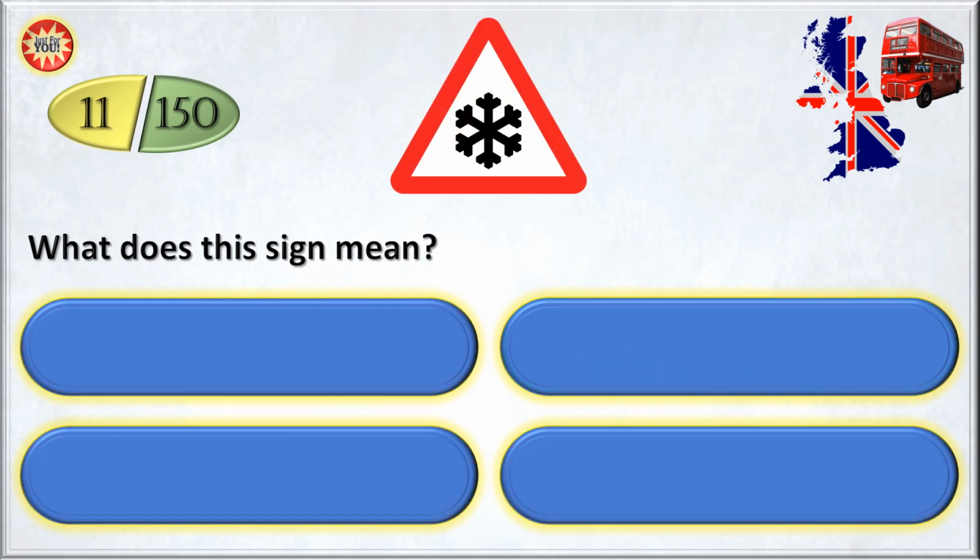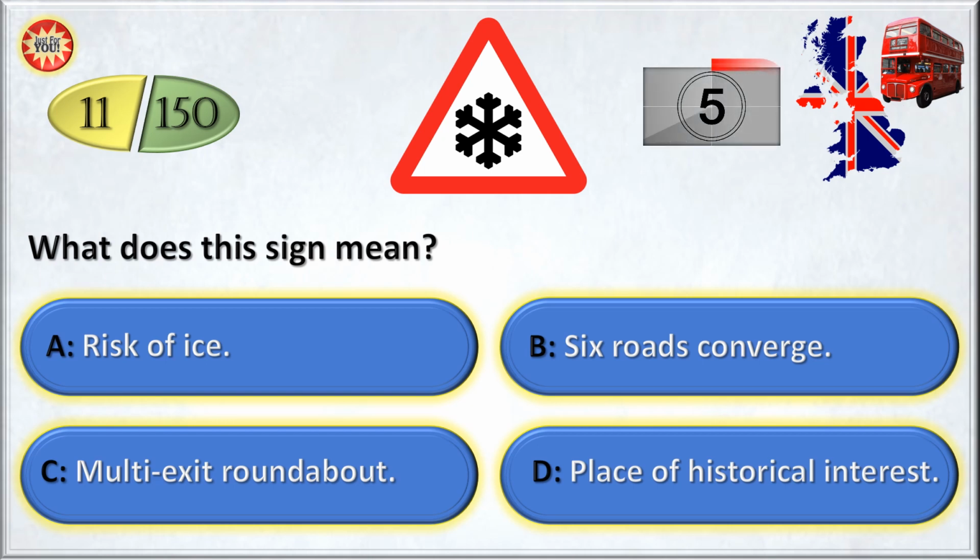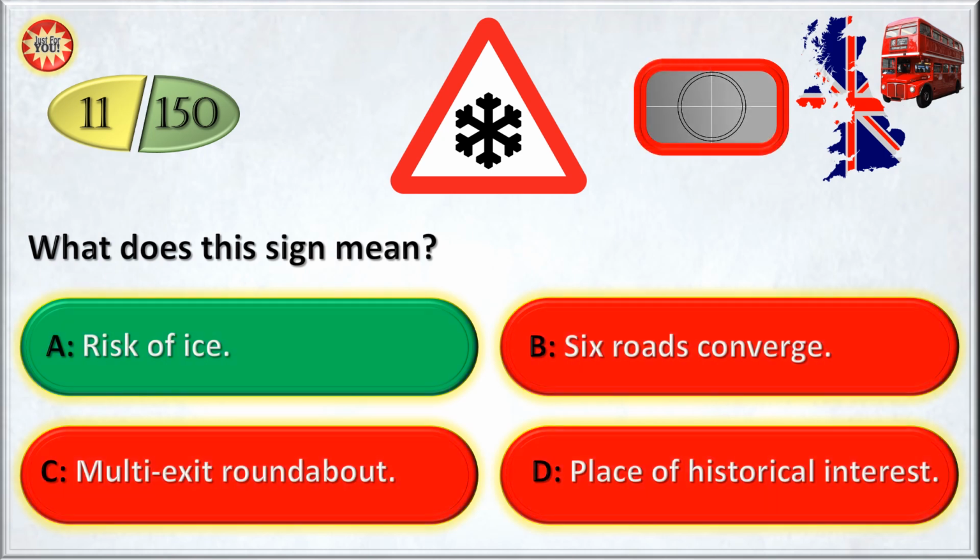What does this sign mean? Risk of ice. 6 roads converge. Multi-exit roundabout. Place of historical interest.